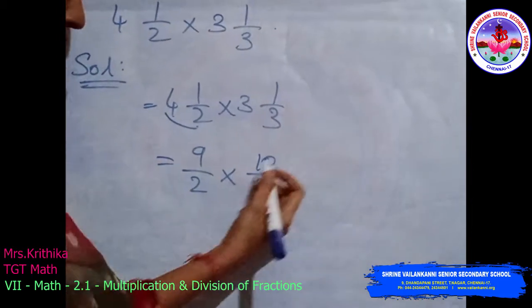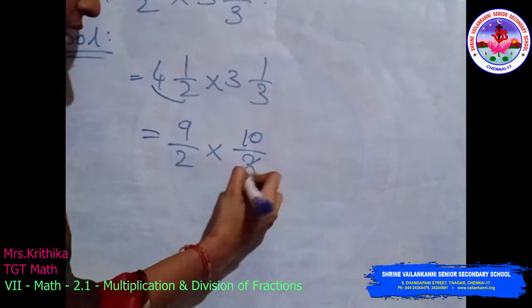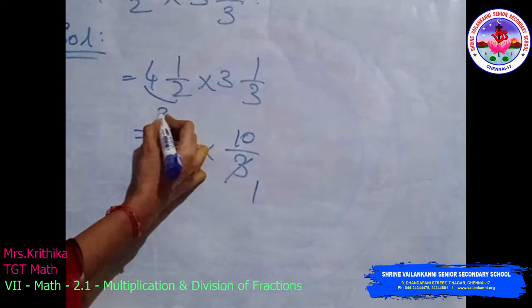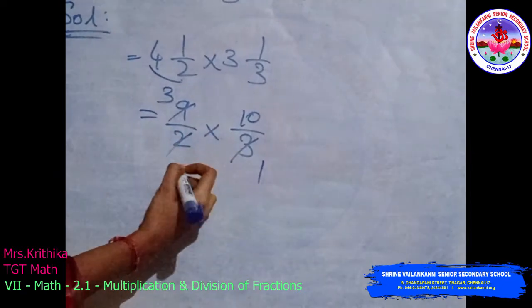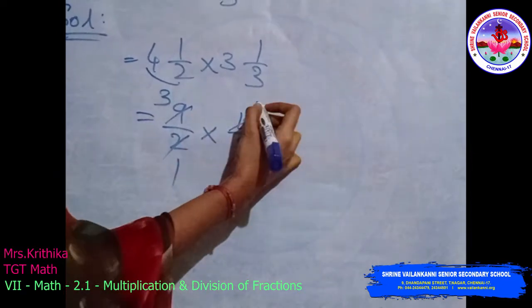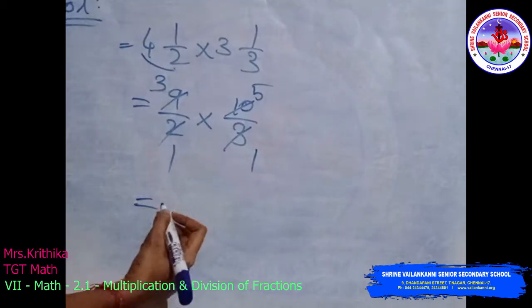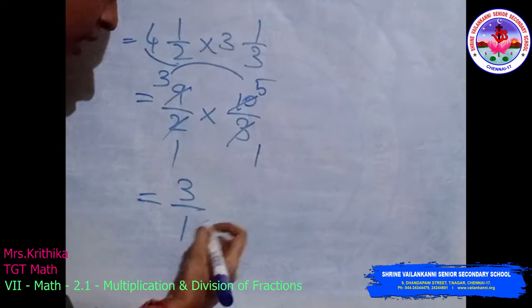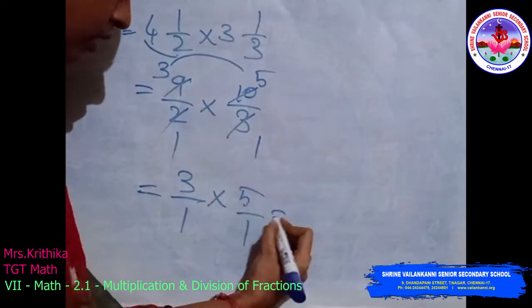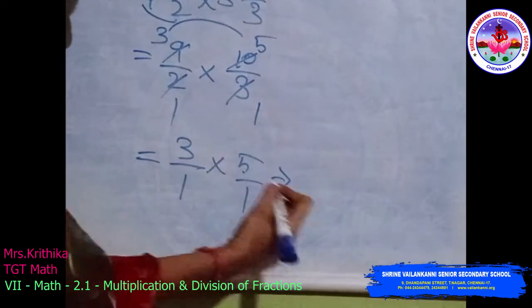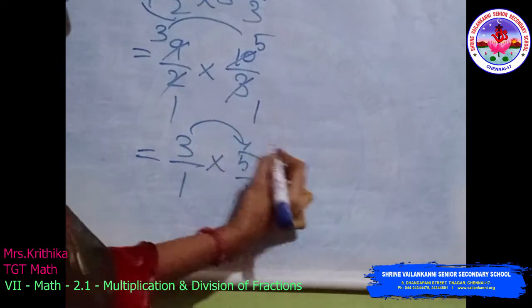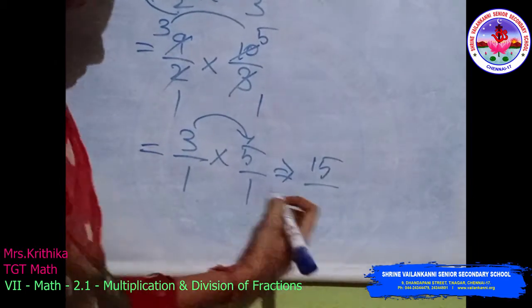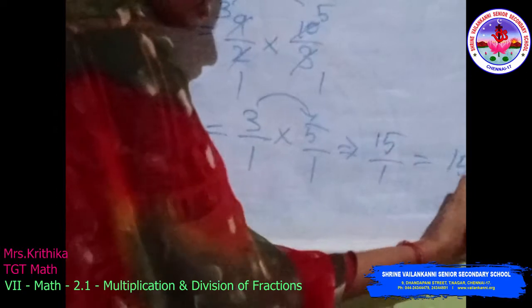Now you can simplify, cancel out the values. Here 3 1 times is 3, 3 3 times is 9. 2 fives are 10, so 2 1 times, and this is 5 times. Answer is 3 by 1 into 5 by 1. Now you can multiply the numerator values. 3 5s are 15. The denominator value is 1. The answer is 15.